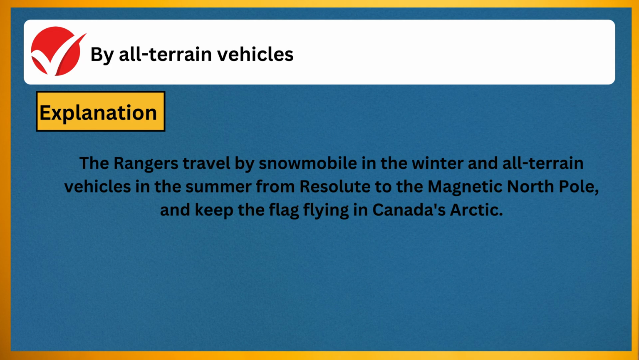The correct answer is by all-terrain vehicles. Explanation: the Rangers travel by snowmobile in the winter and all-terrain vehicles in the summer from Resolute to the magnetic North Pole and keep the flag flying in Canada's Arctic.